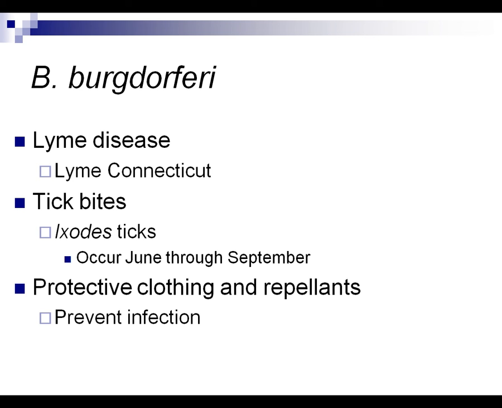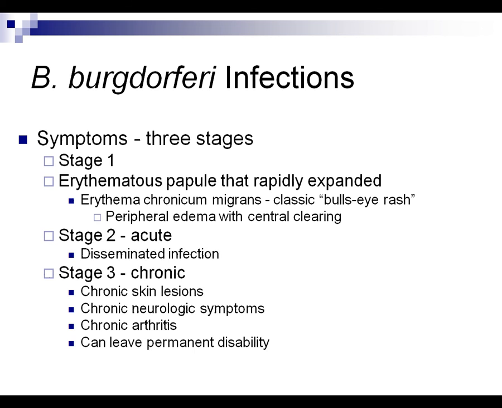Protective clothing and repellents are your best way to prevent infection with Lyme disease. Basically you've got 3 stages of the infection. In the first stage you see this typical bullseye rash wherever the organism bit the human. We have a central zone that is clear, maybe swelled a little bit, and then the outer zone is very red. In stage 2, dissemination occurs and the organism spreads from the bite to somewhere else in the body. Stage 3 is the chronic form where we have skin lesions, neurological symptoms, arthritis.